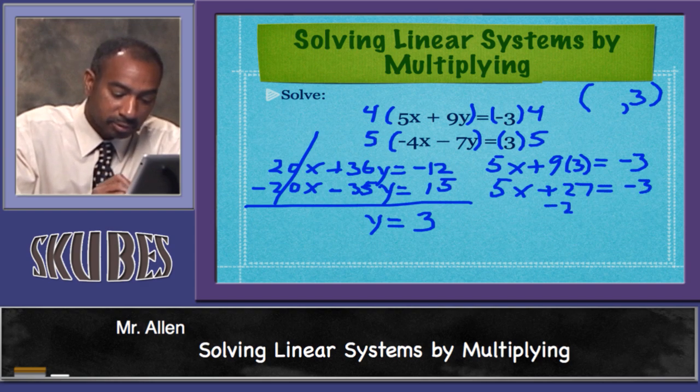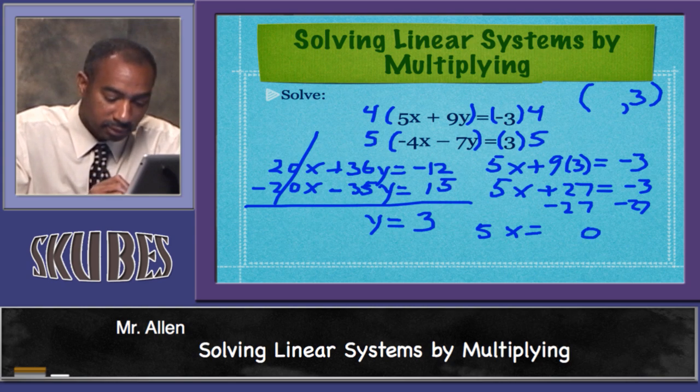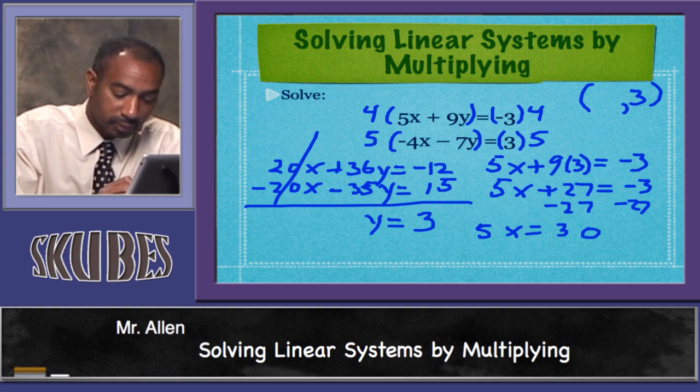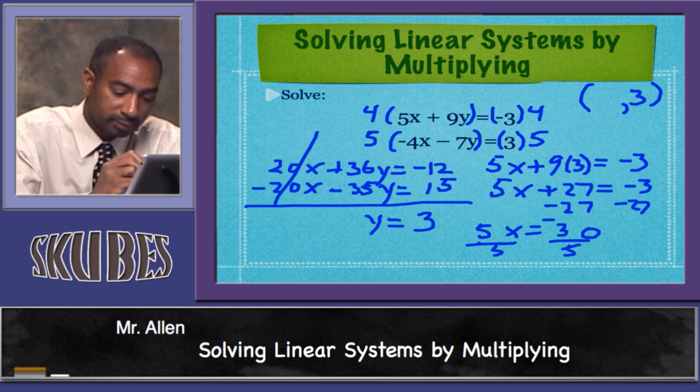You subtract 27 from both sides. I get 5x equals negative 30. And I divide both sides by 5. x is going to equal negative 6.